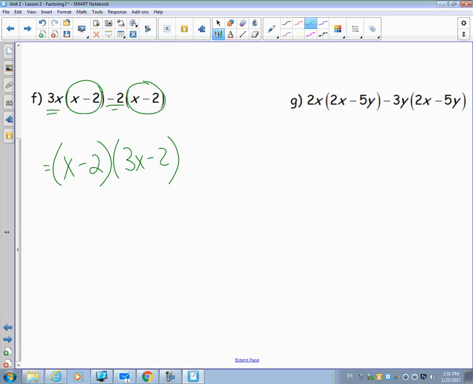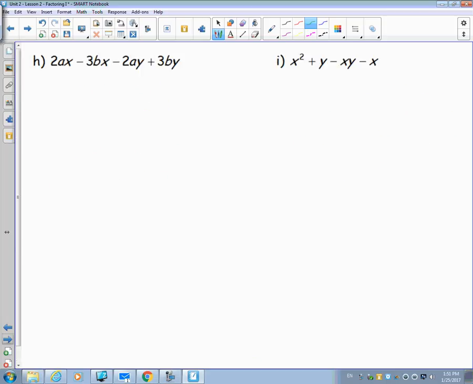What group do we have in common? I see a 2x minus 5y on the left and the right. If I take it out, I'm left with a 2x and a minus 3y. Okay? There's still common factoring, but we're common factoring by grouping things. Why do I want that grouping idea?